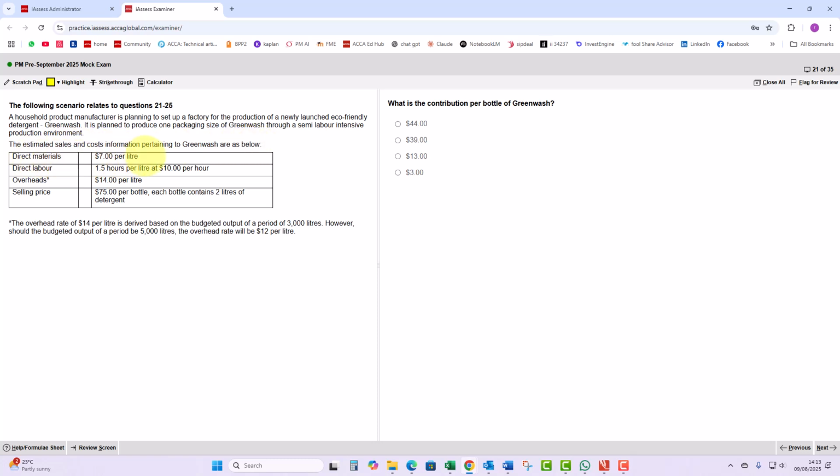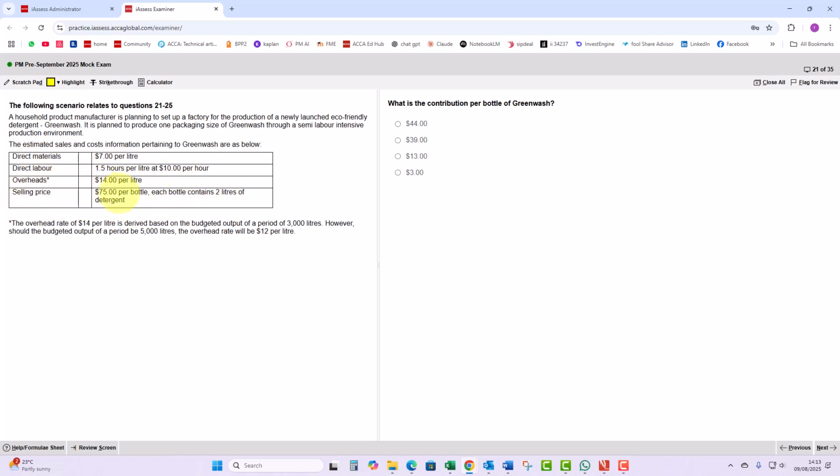Direct materials at $7 per litre, direct labour 1.5 hours per litre at $10 per hour, overheads 14 per litre, and we've got an asterisk. The overhead rate of 14 per litre is derived based on the budgeted output of 3,000 litres. However, should the budgeted output of a period be 5,000 litres, the overhead rate will be 12 per litre. And selling price is 75 per bottle, with each bottle containing 2 litres.